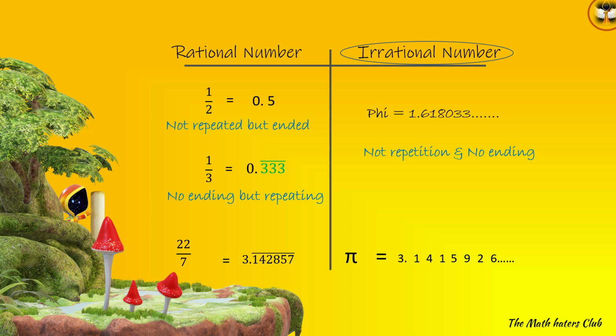And other examples will be some square roots and cube roots. When you take the square root of 2, you will get 1.414 and the numbers goes on. It won't end, but the numbers won't repeat also. Okay, then what about square root of 4? Which is actually equal to 2, and that's why it belongs to the rational number.